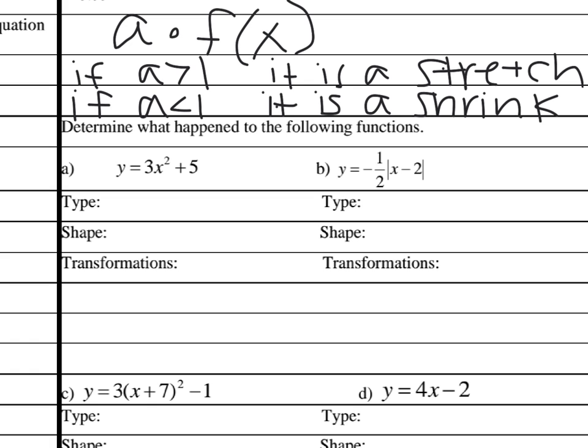Determine what happened to the following functions. So in this first one, we look at it, y equals 3x squared plus 5. That little 2 tells you that this one is a quadratic. Which, if you remember, on a graph, it looks like a U shape, which is also called a parabola. Now we can look at the equation and see each thing is causing a different transformation to what would be the original parent function.